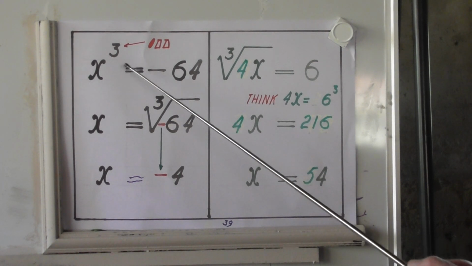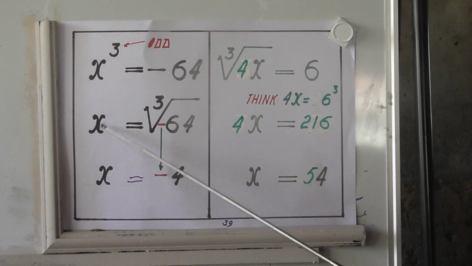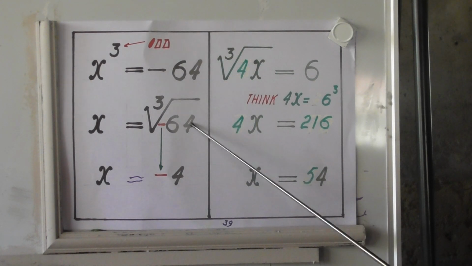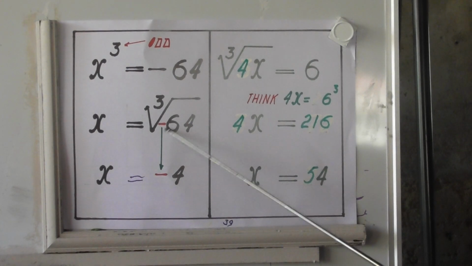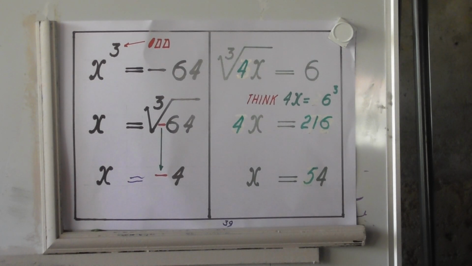If x cubed is negative 64 and we want to know x, we have to do the opposite of this. We have to take the cube root of negative 64. And if it is a negative number, we know that the answer is also negative. Because negative 4 times negative 4 is positive 16. Times negative 4 is negative 64. Tick.